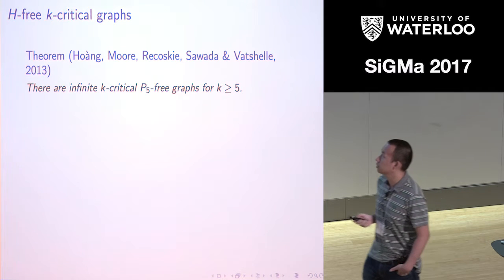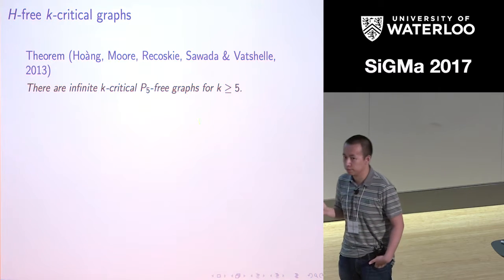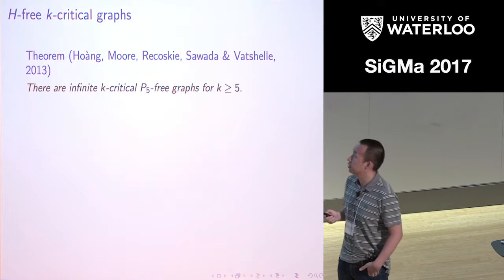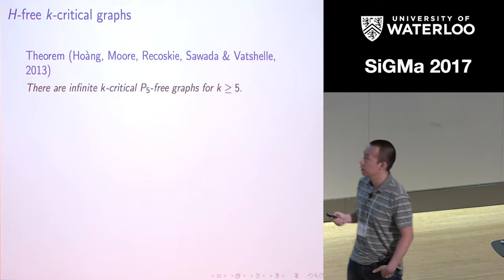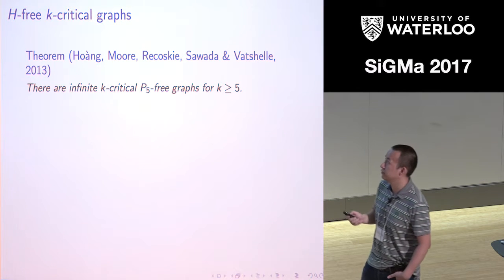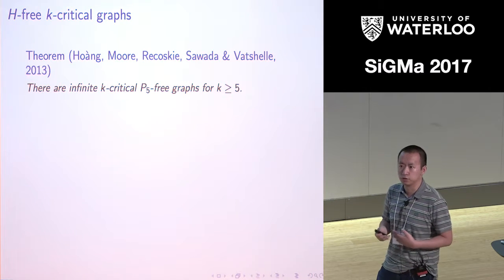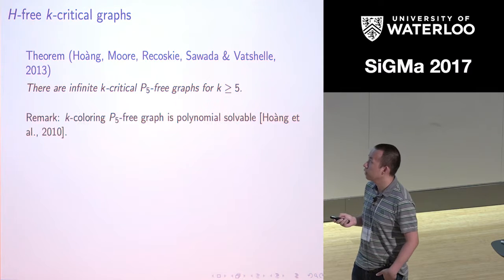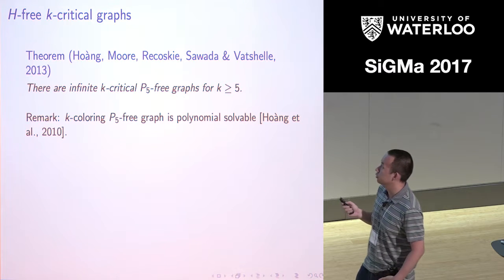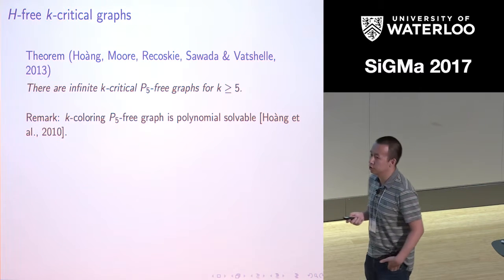But on the negative side, they also show that there are infinitely many k-critical P5-free graphs for any k greater than or equal to 5. What they did is construct an infinite family of k-vertex-critical P5-free graphs. And they also show that if there is an infinite number of k-vertex-critical graphs, there's also an infinite number of k-critical graphs. So the two definitions are more or less the same if you do not care about the exact numbers. One remark is that k-colouring P5-free graphs is actually polynomial-time solvable. So polynomial solvability is not sufficient for finiteness of k-critical graphs.